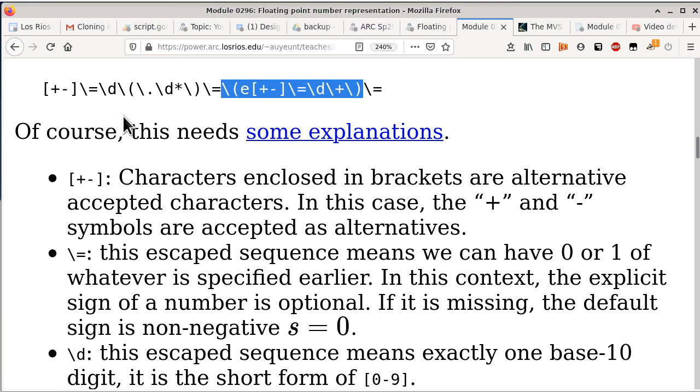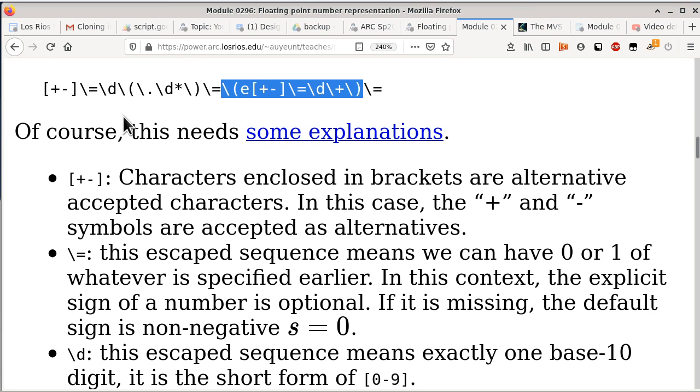So 1.23E0 is good, but 1.23 by itself is good too. But 1.23E is not good, because if you have an E, you better have at least one digit after it. Are we doing okay so far with the interpretation of this syntax?